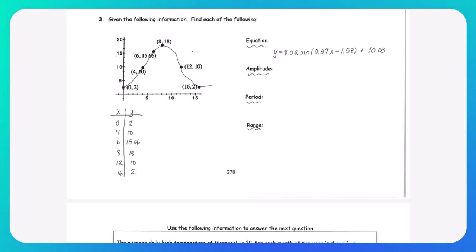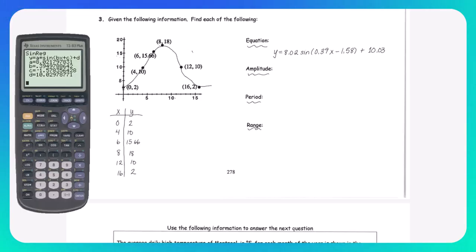Okay, how did you do? So I went ahead and I put those ordered pairs in my calculator, list 1 and list 2. I did my statistical regression on that, and I got 8.02 as my A value, 0.39, negative 1.5. I had to round this to an 8, and 10.03. I had to round the 2 up to a 3.